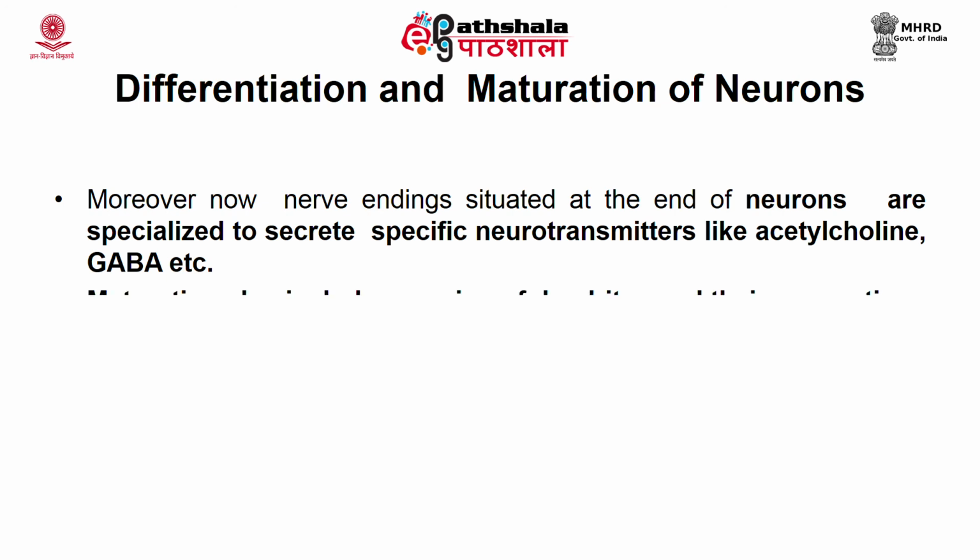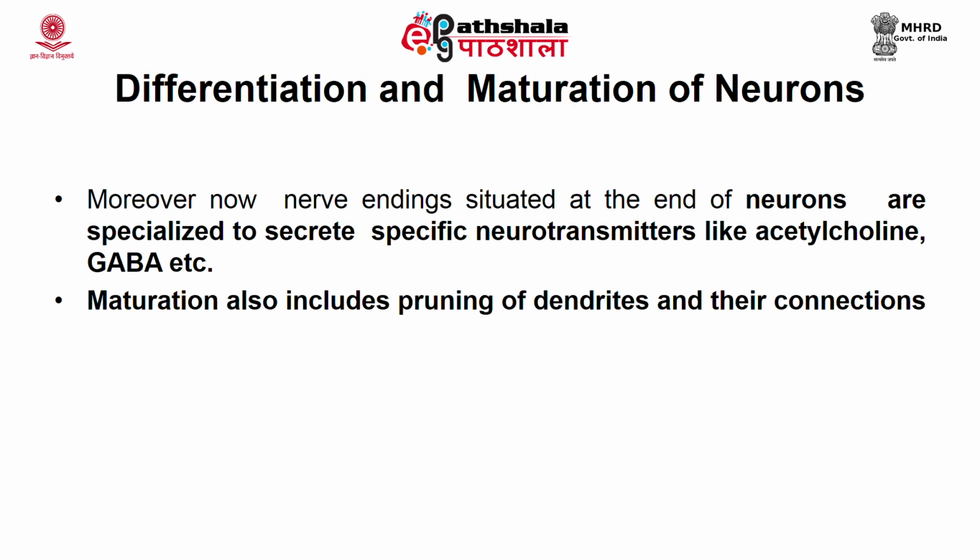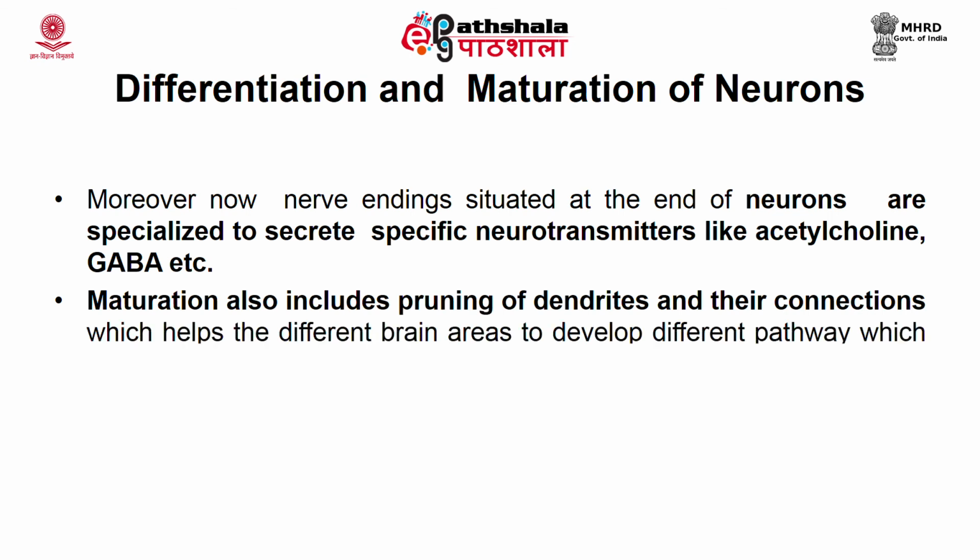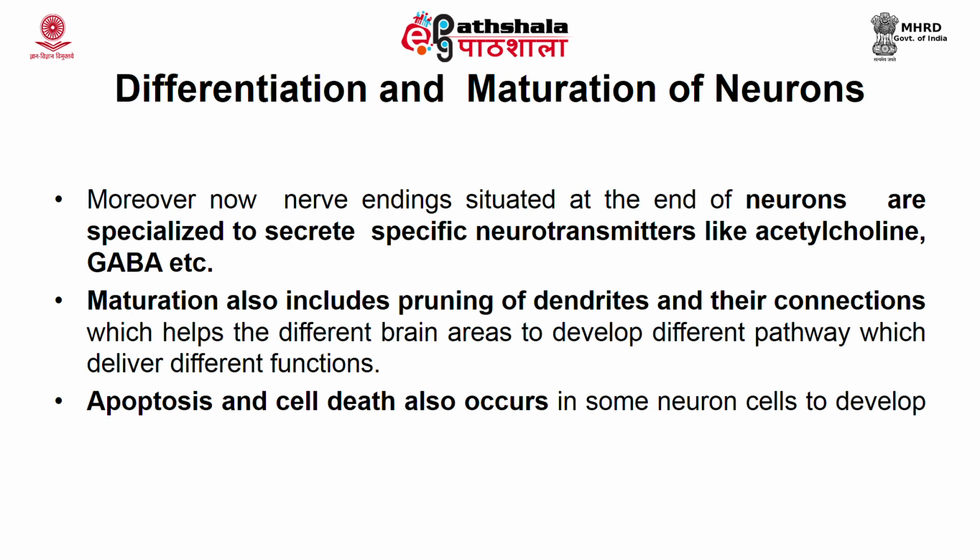Besides this, there are also regressive developments in which there is pruning of the dendrites and the connections. Now, these help to form different pathways which deliver different functions. In the regressive development, apoptosis and cell death is also a part, and this occurs in some neurons, and all these processes lead to developing a mature brain.